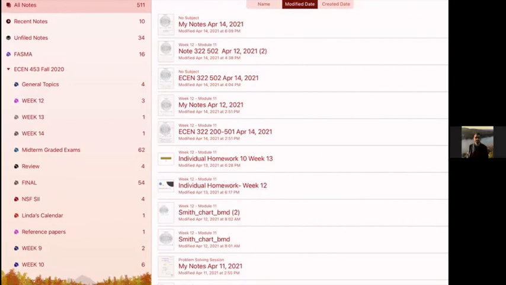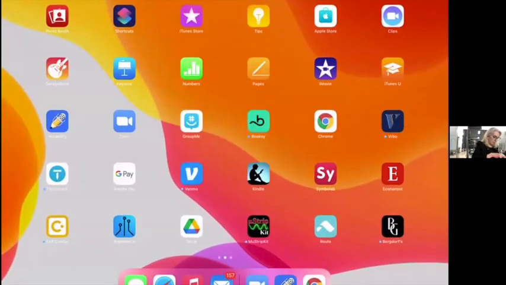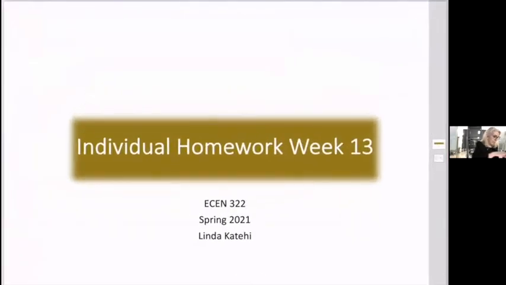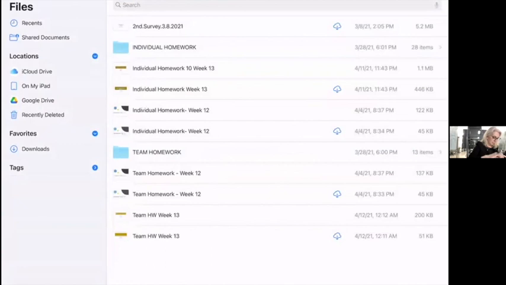One last question before I leave. For the team homework, remind me what the team homework says. Can you bring it up? I don't have a specific question, but I think you didn't explicitly say whether you want us to use Smith's chart or not. Let me see. I think I can get the homework. Just a second. There. I got the individual. I'll get the team.